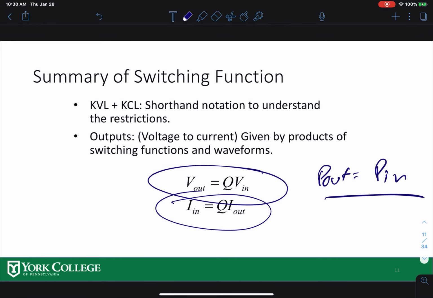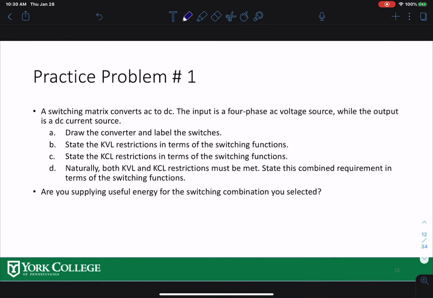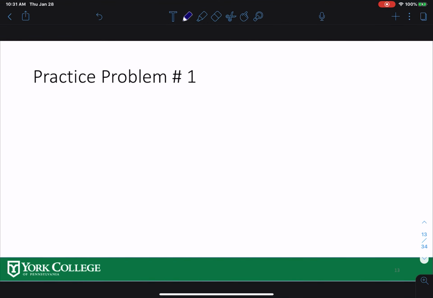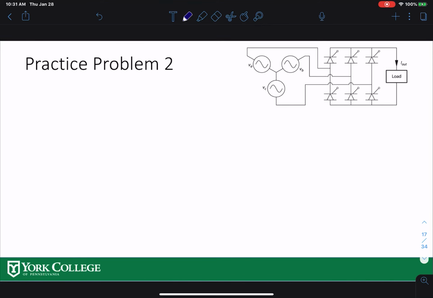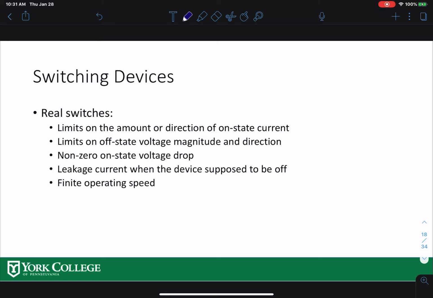All right. So we have two practice problems here. One is here, and I'm going to do it in the class. Then I have another one here, which is practice problem 2. We can also do it in the class, with the switching actions. Then I'm going to go into the switching devices in the next video.